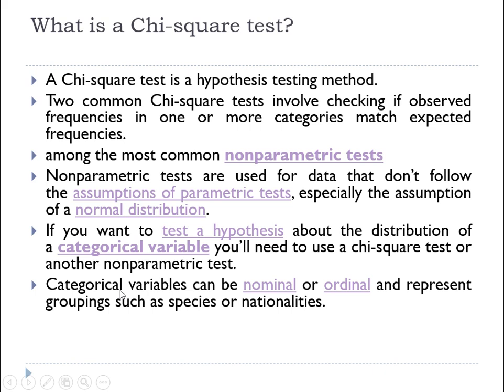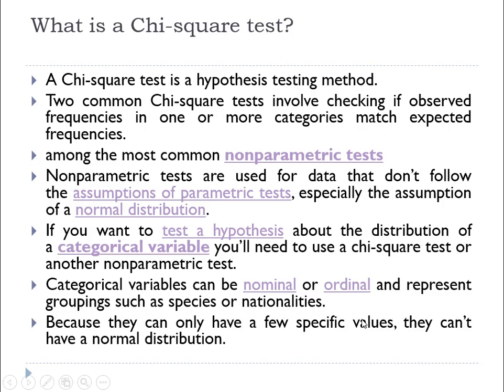Now when I say categorical variable, it can be a nominal value, it can be an ordinal, which can represent groupings such as a species or nationality. So these are all examples of categorical variables. Also, since in such non-parametric tests the data sets will have very few specific values, they cannot have any kind of normal distribution. In such cases you use chi-square test.